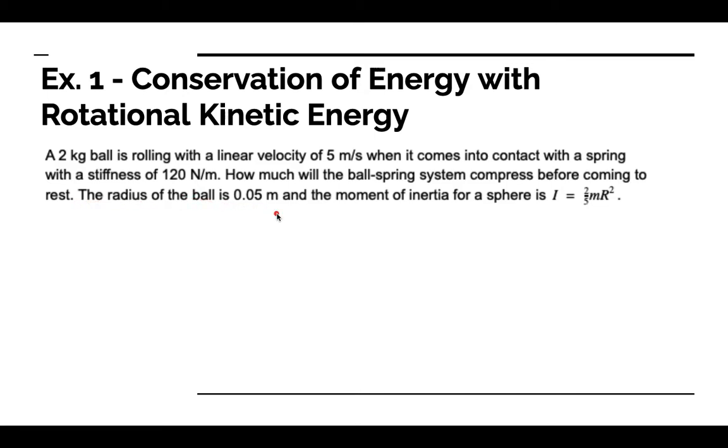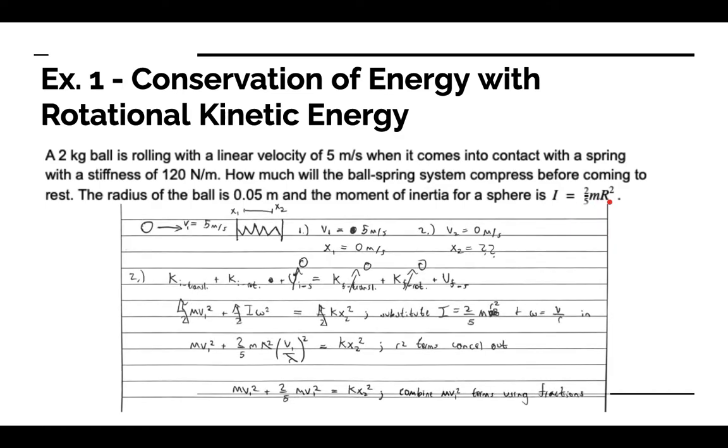The radius of the ball is 0.05 meters and the moment of inertia for a sphere is I equals 2/5 mr squared. All right, so again, we start off by writing down our knowns and unknowns and looking at what we're trying to solve here. We're rolling on a flat horizontal surface right here, so we can assume that there's no change in height, so we don't need to worry about gravitational potential energy at all.